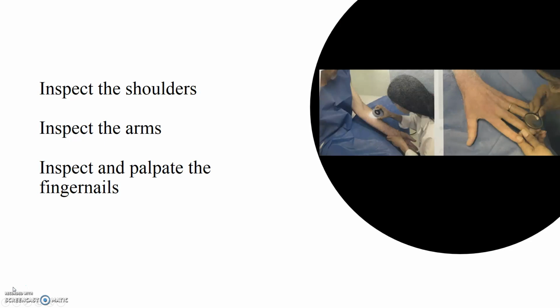Now inspect the shoulders, arms, and hands. Inspect and palpate the fingernails. Note their color, shape, and any lesions. Keep in mind that longitudinal bands of pigment are normal in people with darker skin.